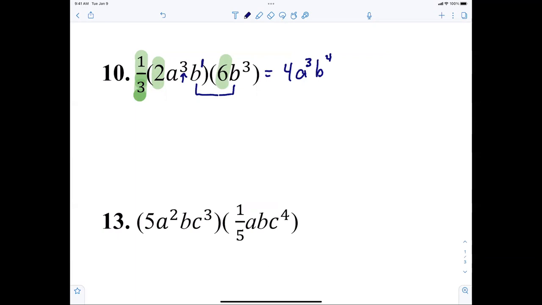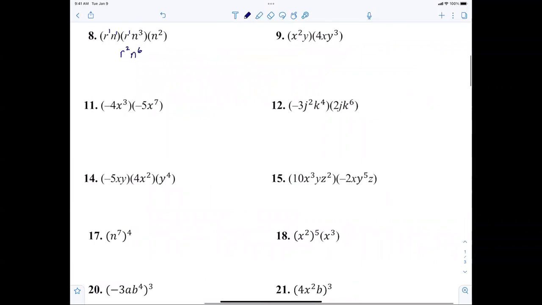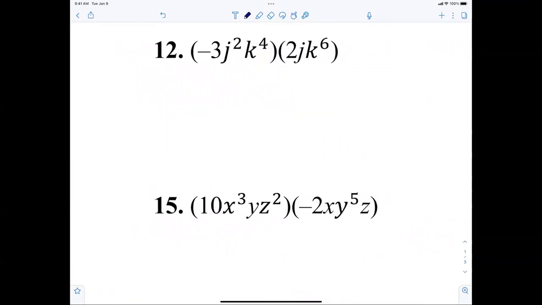Now do number 12, Emily, and listen to the answer. Don't write down my answers. Next, 12. Maggie, you're up. So you do -3 times 2, which is -6. And then you combine the J's, J to the 3rd. And you combine the K's, K to the 10th. You can just tell me the answer. You don't have to tell me how to do it anymore. Okay. That's the answer.